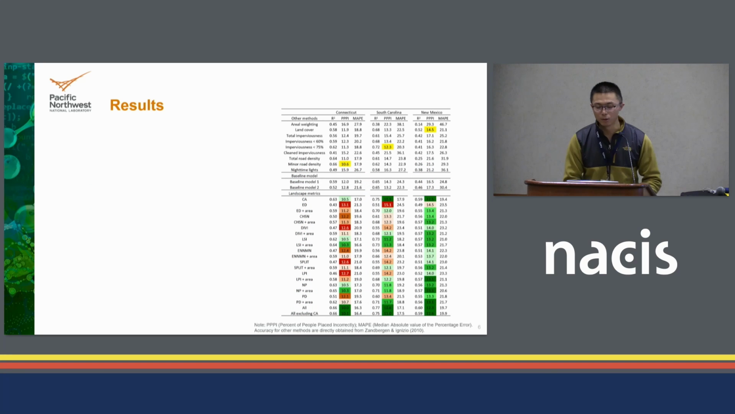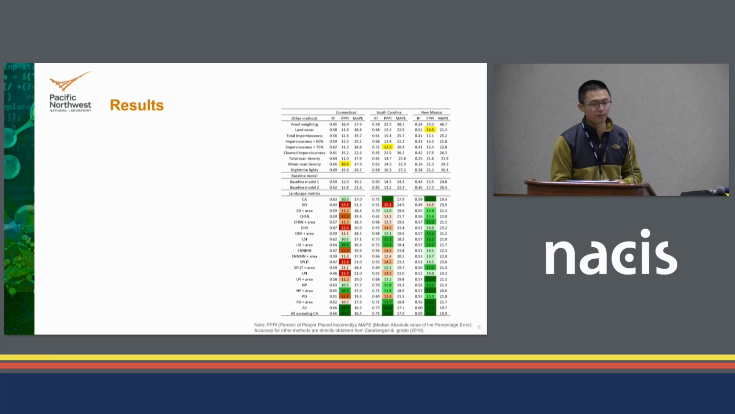And this table also shows the accuracy assessment for the three states, Connecticut, South Carolina, and New Mexico. We compared our landscape-based models with other traditionally used ancillary datasets for the dasymetric mapping of population. In the upper portion, the fundamental method is area weighting, which simply redistributes population based on the area information of the target zone.